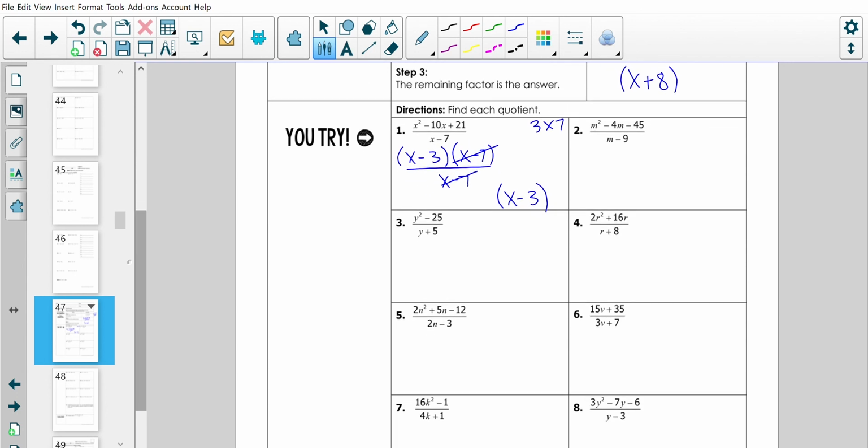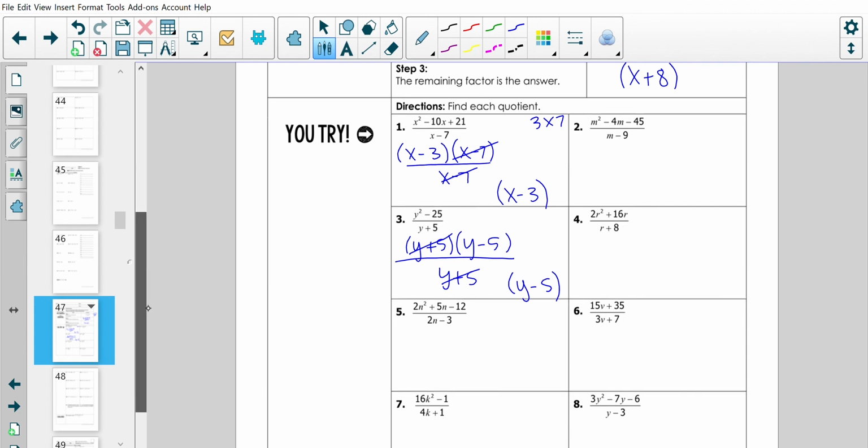Okay, so number 3, what's that one going to be? 5 and 5. What kind of factoring are we doing on top? Difference of squares. So we would have y plus 5, y minus 5. You have y plus 5 on the bottom, so your answer is y minus 5. You got to do at least this. You don't have to list out your factors, but do it so that you remember what you're doing.